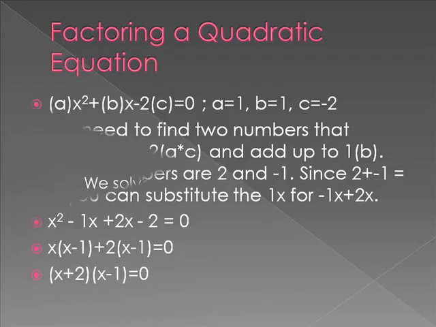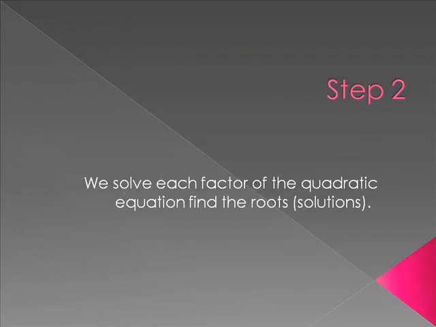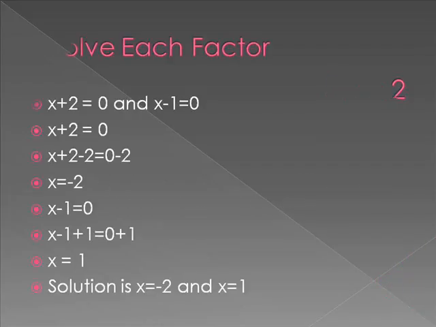Now that we've factored the equation, step 2 requires that we solve each factor in order to find the roots, or the solutions, to the quadratic equation. Remember, after factoring, we found the two factors to be x plus 2 and x minus 1. So we'll set them both equal to 0 and solve for x. When we set x plus 2 equal to 0 and solve for x, we subtract 2 from both sides, and we get x equals -2.